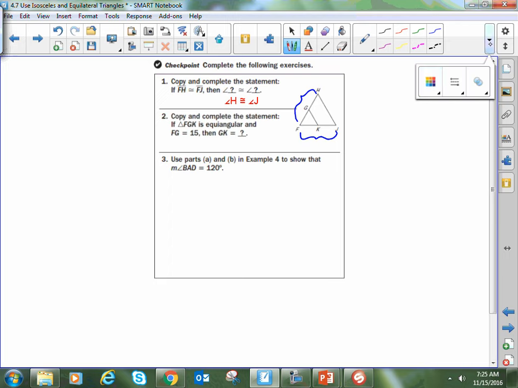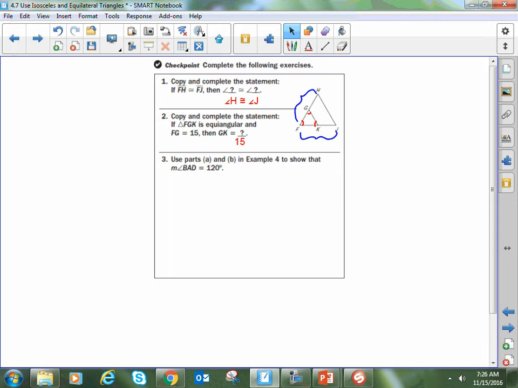So if triangle FGK is equiangular, well, let's go ahead and mark that. Let me pick a different color here. So if it's equiangular, we'll just mark them equiangular. Then segment FG is 15. Well, if it's equiangular, it must also be equilateral. So if FG is 15, GK also has to be 15.